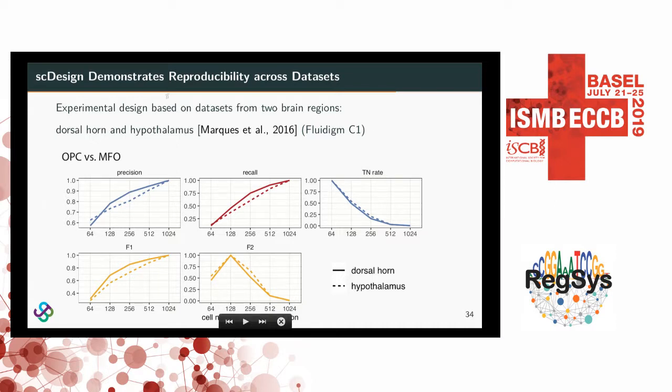We want to validate the reproducibility of our method. What we did is that in this study, we used their data and we look at 2 cell types, but in different regions. So they're the same 2 cell types, but we look at the dorsal horn and look at the hypothalamus. And interestingly, the criterion we use to evaluate or to select the optimal number of cells is very consistent between the 2 regions, which suggests that our design is reproducible.